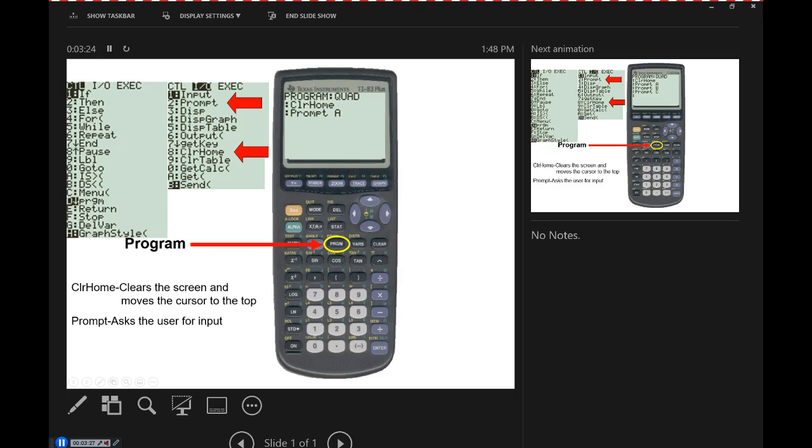You'll press the Program button again, move over to the I/O tab, and this time select the Prompt command, and then type in the letter A. To type in the letter A, you'll have to press alpha and the letter A. Correct? And then, correct. When you're done, your screen should look like this. So again, if you're wondering, did I do that right? Just check against my screen. If your screen looks the same, you're in good shape.